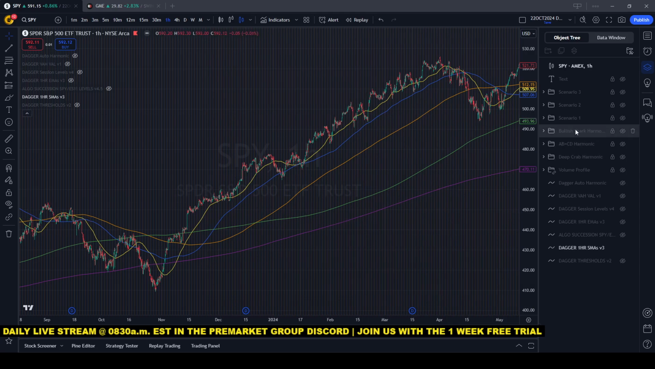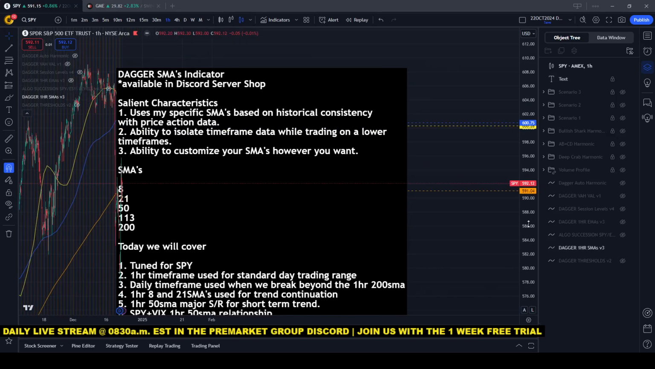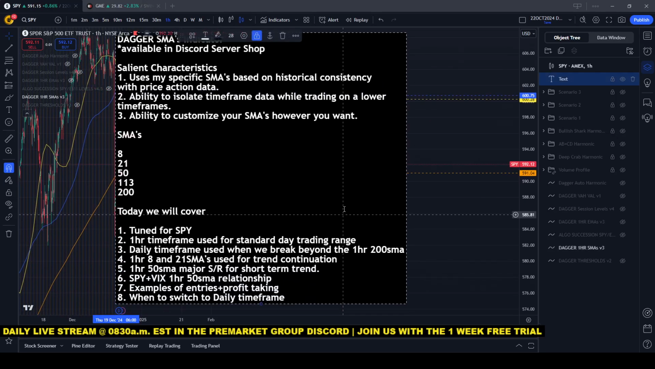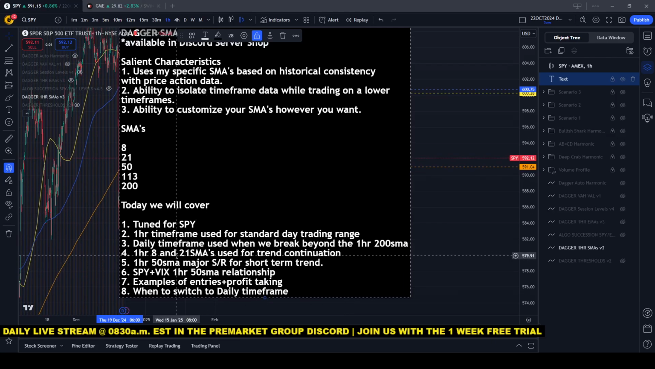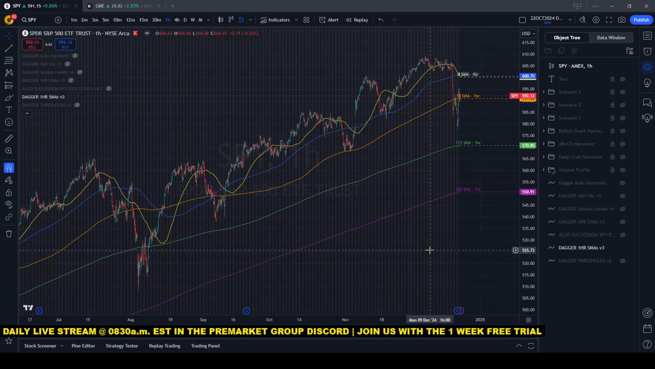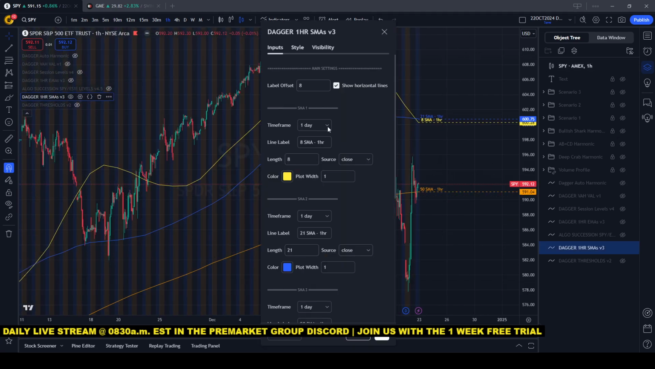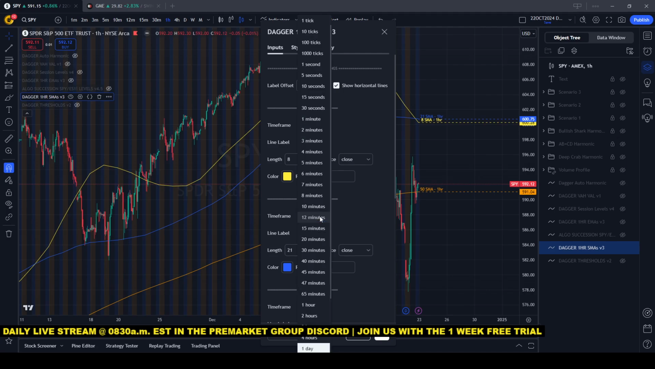So we're going to move on to the next part with these here. So let me turn on my text box. Take a look at this here. Okay, now we're going to talk about number 4, the 1 hour 8 and 21 SMAs used for trend continuation. So we're going to talk about trend continuation now. I just kind of showed you how to navigate and switch the indicator to different time frames. I'm going to switch it back to the 1 hour now.